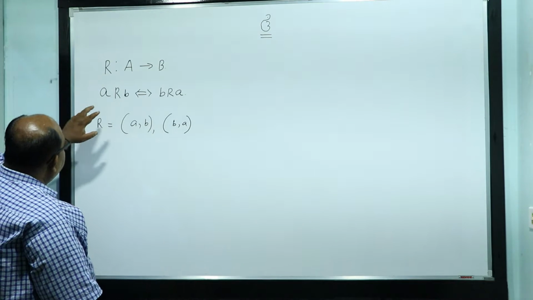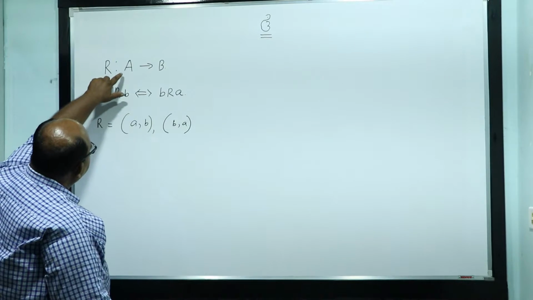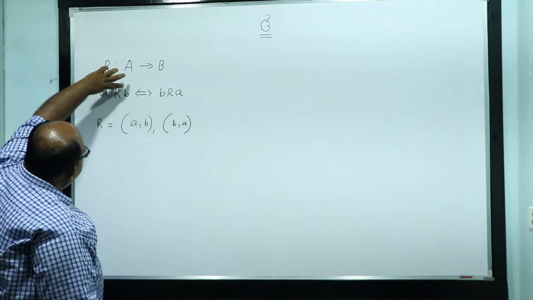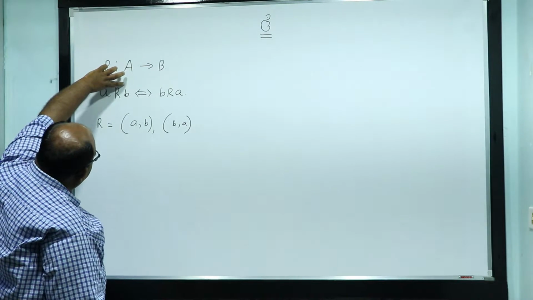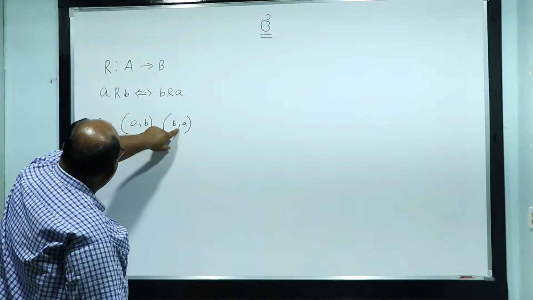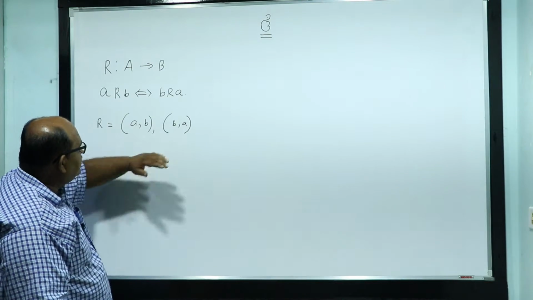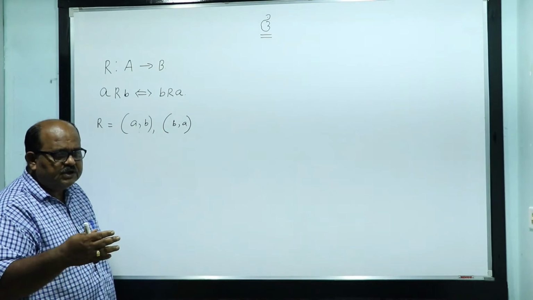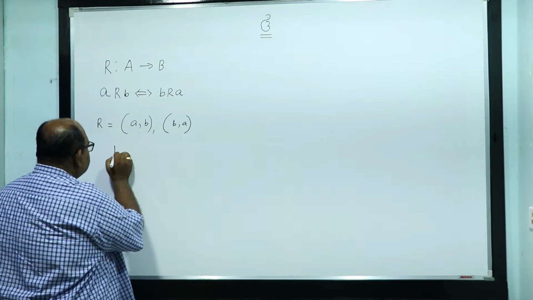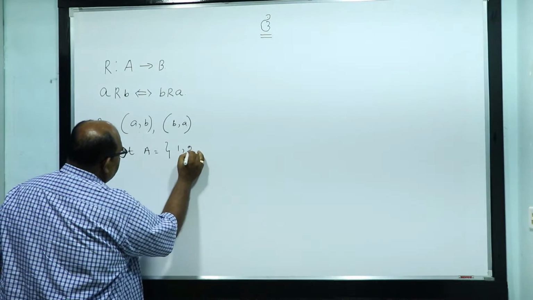It means if a and b are two elements, small a belonging to capital A, small b belonging to capital B, if a is related to b with relation R and also b is related to a with the same relation, then the relation will be symmetric. Now let us discuss some examples. Okay, so let set A be equal to {1, 2, 3}.